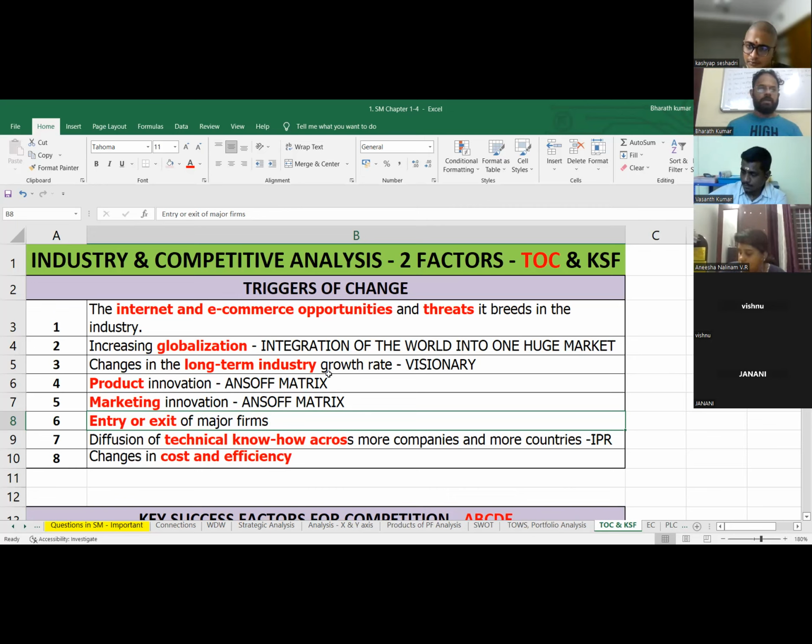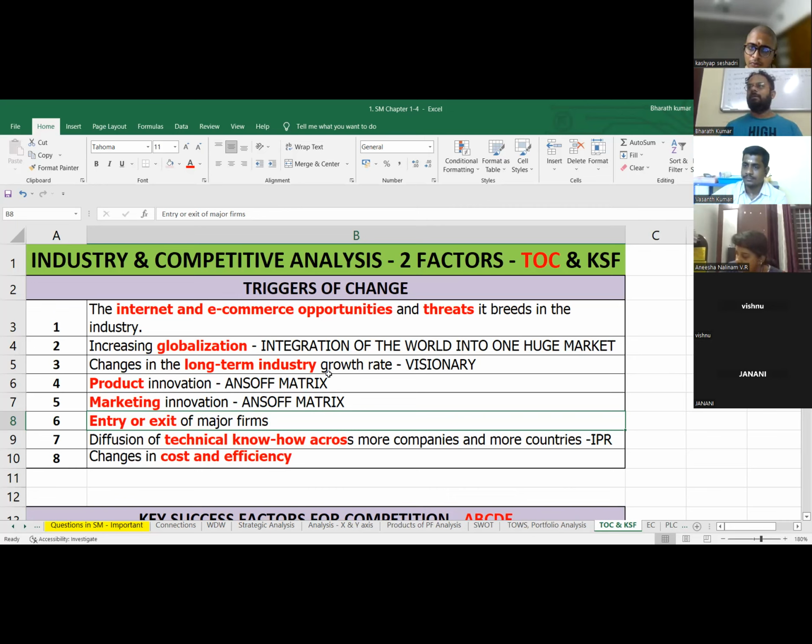8 points. Number 1, first point. Internet and e-commerce opportunities and threats in the industry. I know it might go to the second line. Don't look at me differently. Only for the first, it will be like that. After that and all, it will be in one line. I'll repeat. Internet and e-commerce opportunities and threats in the industry. Don't you think so? Internet and e-commerce is very, very crucial.